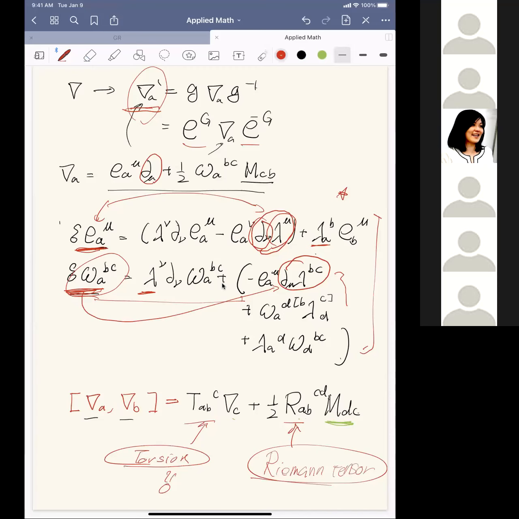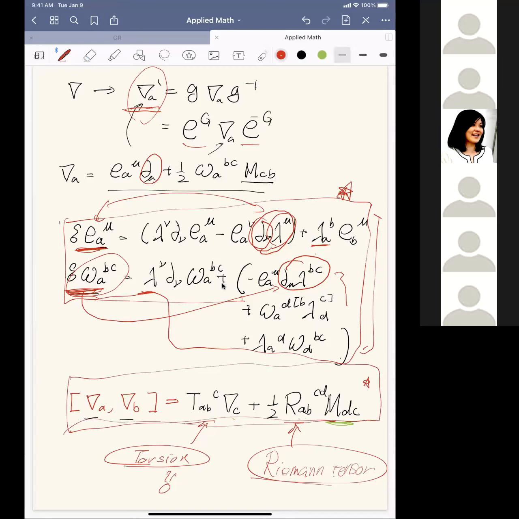Okay, so we'll stop here. I think this is probably enough for a day. So this will be the homework for this week, which is to derive the transformations. And next week, we'll pick up from this equation here where we define the Riemann tensor and the torsion field, and then we'll go forwards.